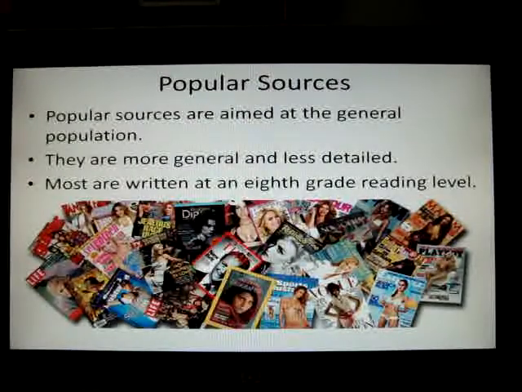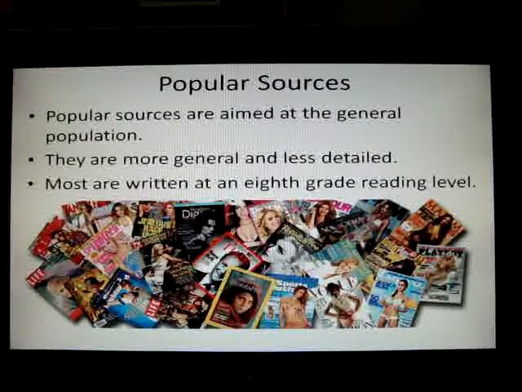Now, popular sources, and unfortunately, I shouldn't say unfortunately, but most likely you're going to have to use some popular sources to do this essay, because what I'm asking you is a popular topic. What do I mean by popular? It's aimed at the general population. This is not really an academic subject. And I do this on purpose because I want you to see the pitfalls of researching through Google and other search engines as opposed to just using the library exclusively.